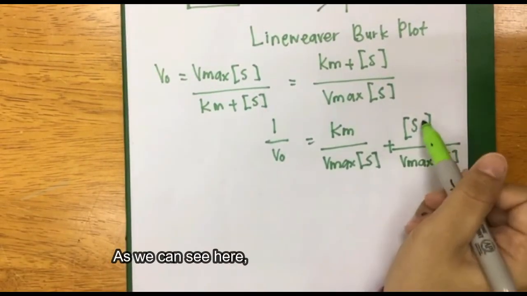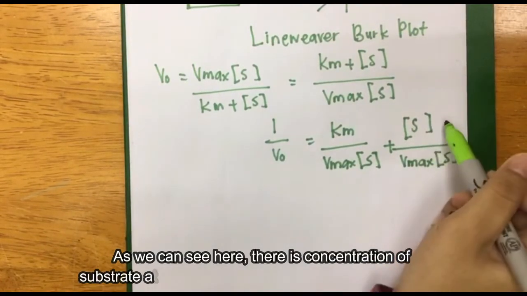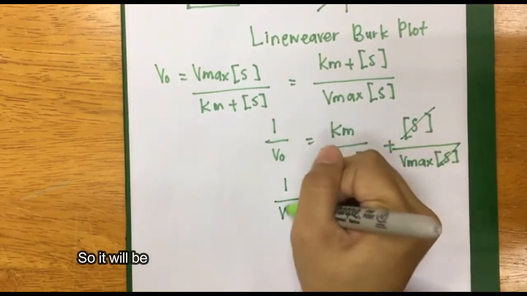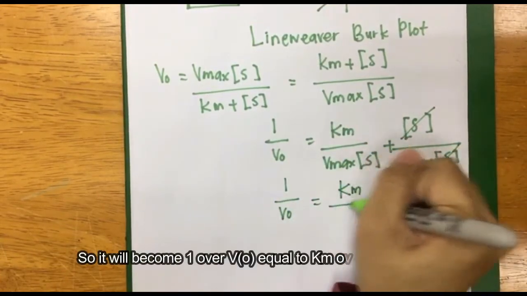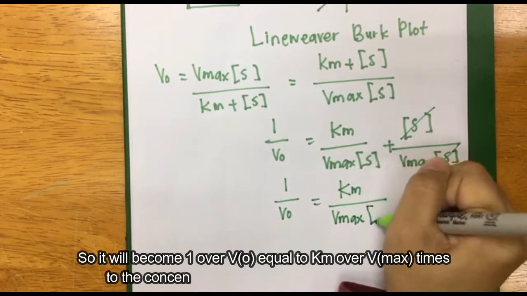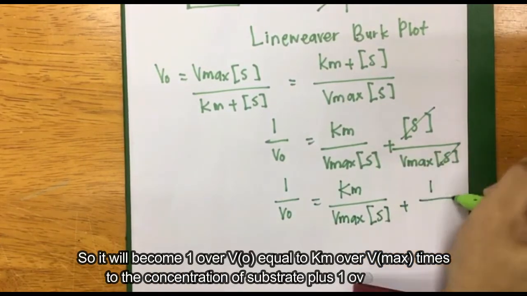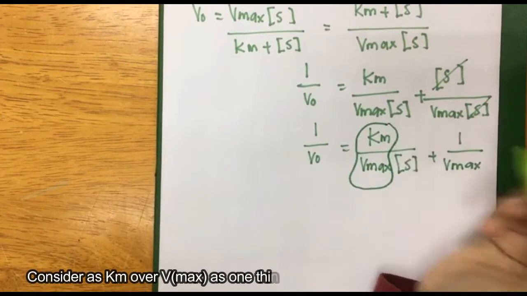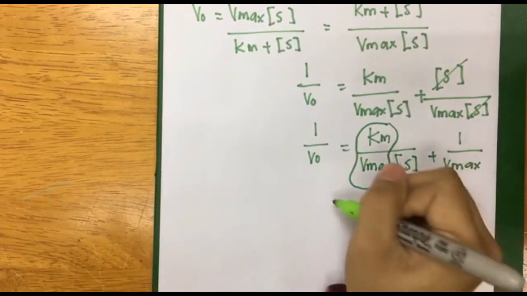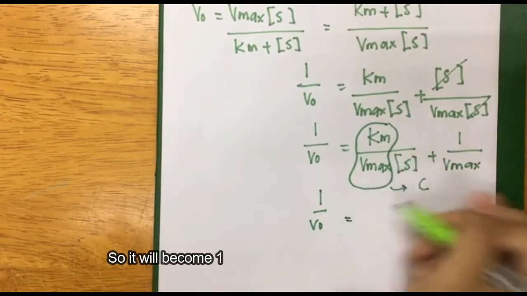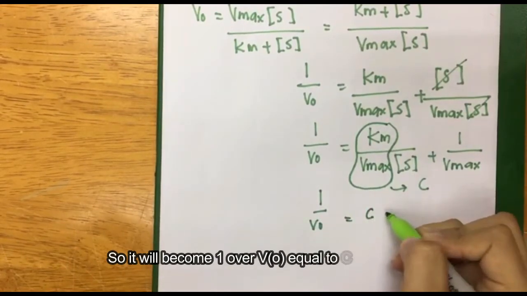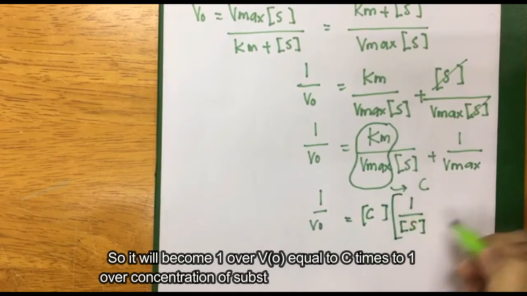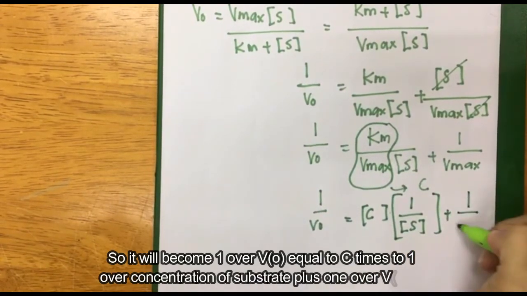As we can see here, there is concentration of substrate at the up and the bottom, so we can cancel off. So it will become 1 over V naught equal to Km over Vmax times the concentration of substrate plus 1 over Vmax. Consider Km over Vmax as one thing, we could label it as C. So it will become 1 over V naught equal to C times 1 over concentration of substrate plus 1 over Vmax.